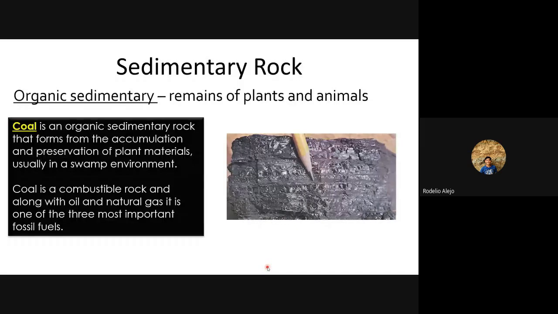So that will yield an organic sedimentary rock, which is, for example, coal. So coal is a combustible rock, and along with oil and natural gas, it is one of the three most important fossil fuels. So yung mga remains ng mga plants and animals that existed in the early ages, na-preserve sila doon so that it turns out na naging coal sila, so that becomes a source of fuels and other natural gases and oil.